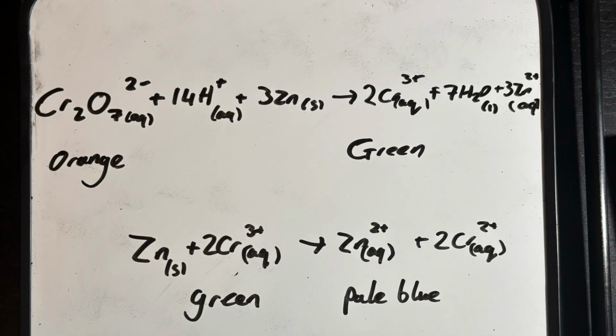Now, you can react dichromate ions with zinc to end up with chromium ions, and obviously the color changes orange to green. If you add an excess of zinc, you can reduce it further and it will go from green to pale blue. And you can use electrode potential values to explain this as well, because it has a more positive electrode potential value, equilibrium is more likely to gain electrons and shift to the right and undergo reduction.